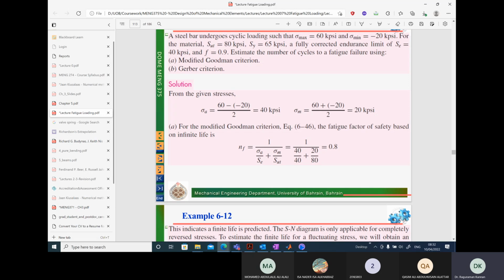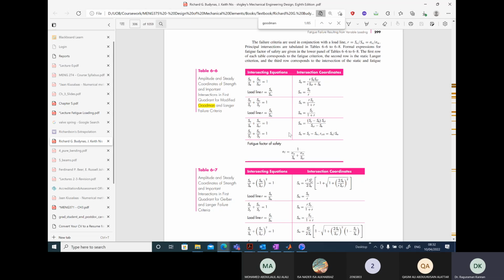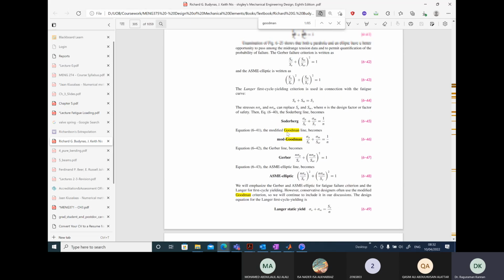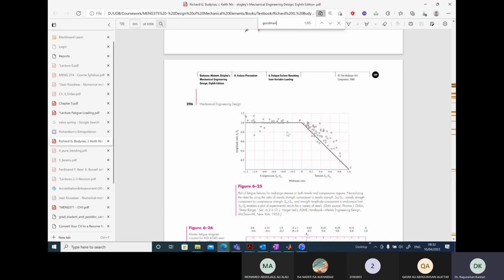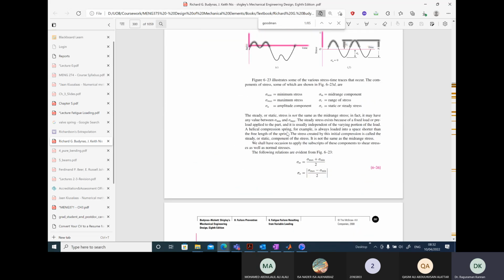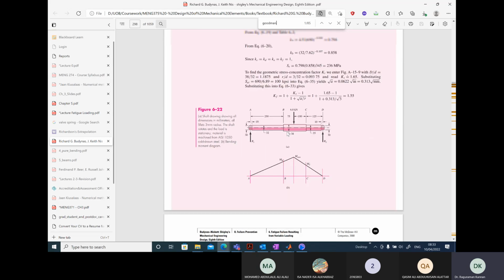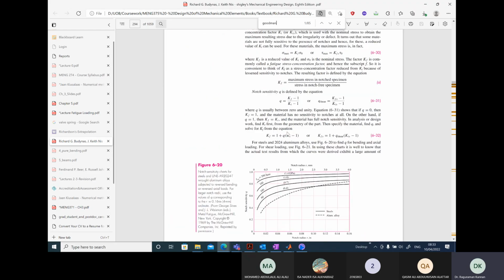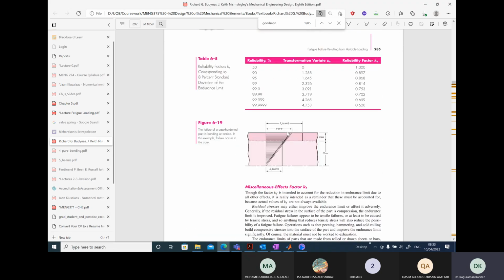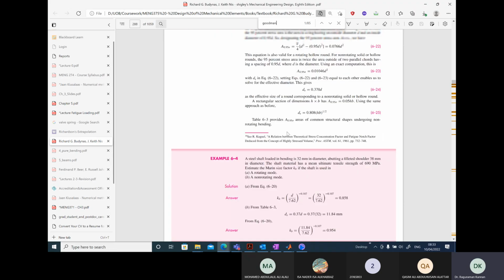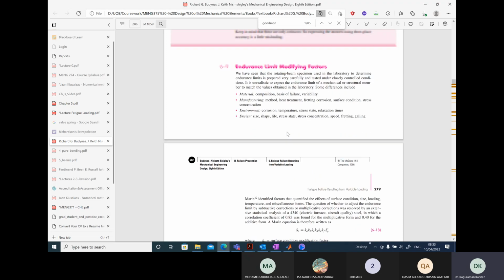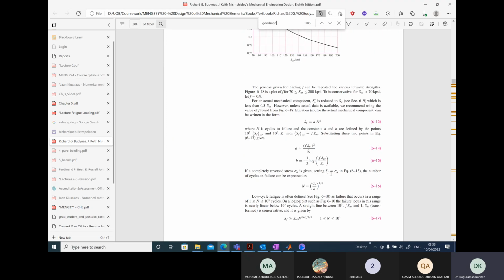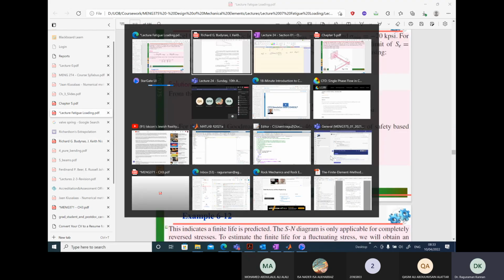Let's go back here. What we are asked is to estimate the number of cycles to failure. So first we need the equation that gives us the number of cycles to failure. Before going to the Goodman criteria, let's look at the equation for number of cycles to failure. We need to go a few slides back, and this is the equation. So let's write down the equation.